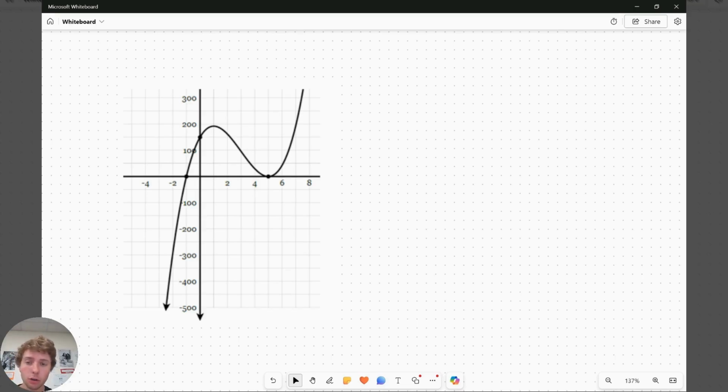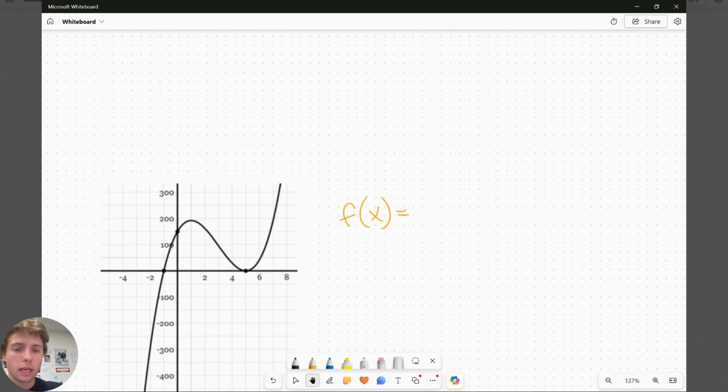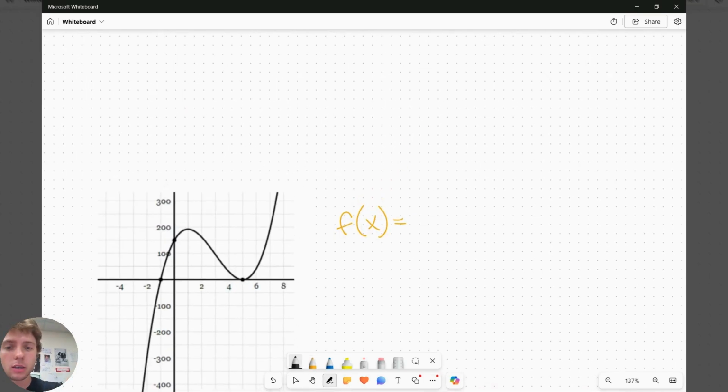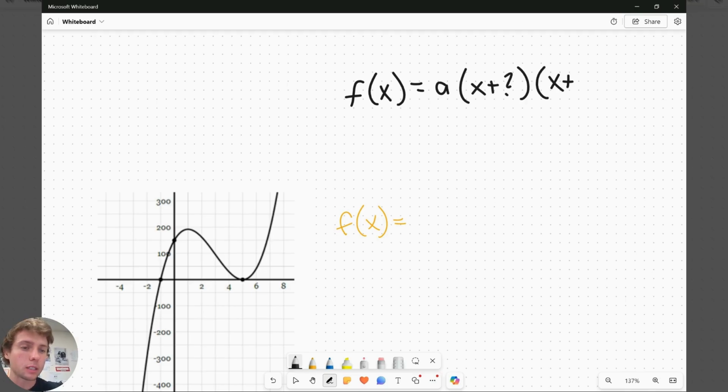Okay? In order to go through this stuff, what we want to do is either create an equation or use an equation to graph it. We're going to start with creating an equation. So we want to create some function, maybe f of x. Well, in order to do that, we should first understand that a polynomial in its factored form takes this form: f of x equals a times (x plus something) times (x plus some other thing). And then you can keep those parentheses going depending on the amount of factors you actually have.